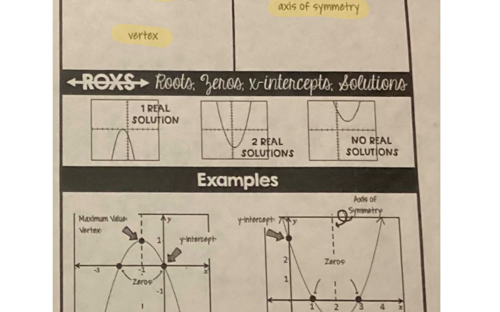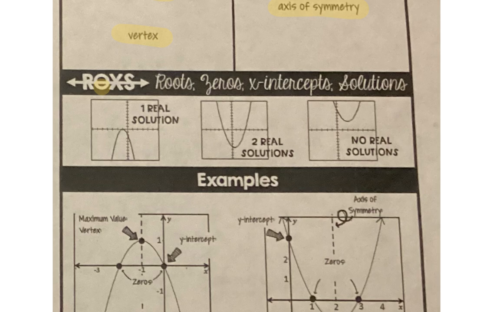ROXS, an acronym: roots, zeros, x-intercepts, and solutions. Now, don't get confused. That O in there really is the number 0. It just looks like an O, but it's really R0XS. Don't let that confuse you.